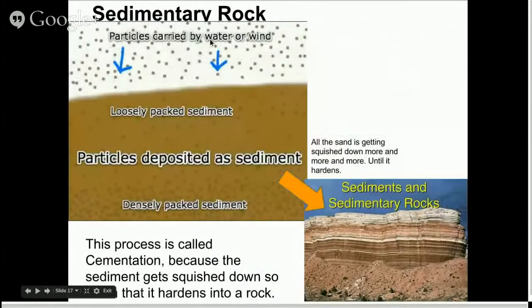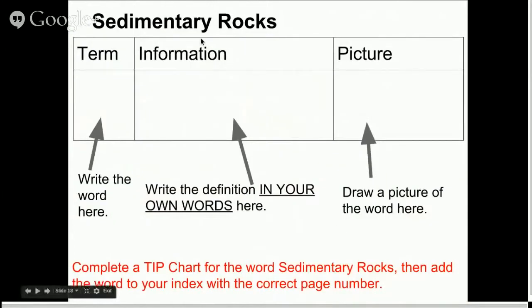So those little pieces break down, they kind of form on there. As more and more gets packed on there, it gets packed deeper and deeper until it gets hardened into rock, like sedimentary rock or sandstone. So you get different colors of sand, and you get different colors of sandstone. All right, complete the tip chart for the word sedimentary rocks. Go ahead and pause it.